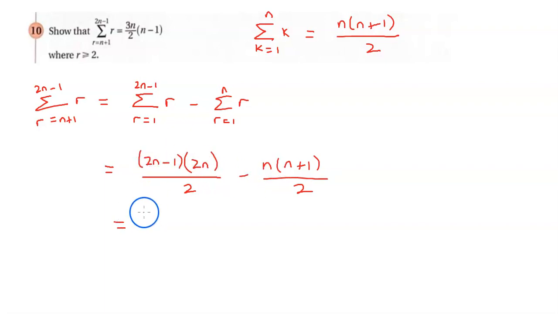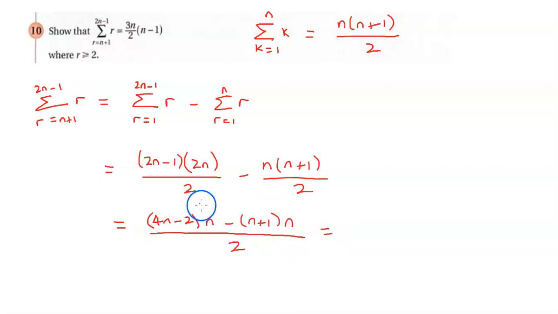We got 4n minus 2 lots of n, minus n plus 1 lots of n, and then 4n minus 2 minus n plus 1, so that will be 3n minus 3 lots of n, divided by 2. And that's what it's supposed to do.